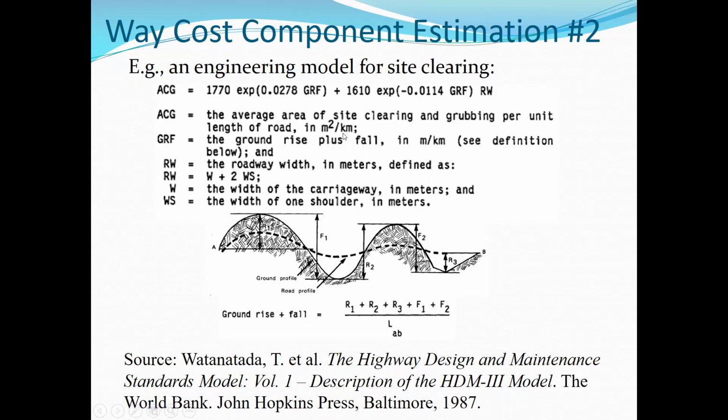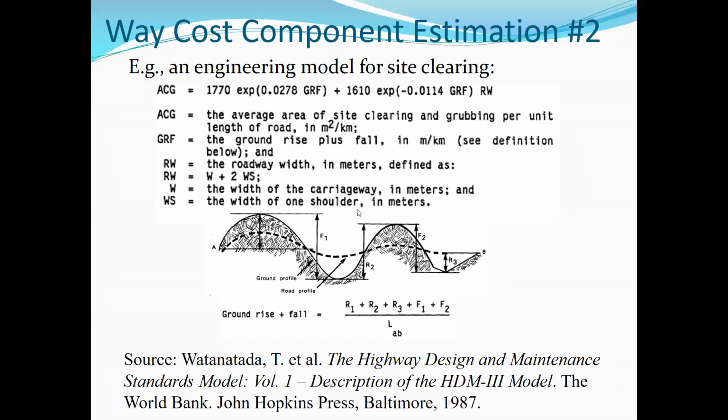So ACG is the average area of the site clearing and grubbing per unit length of road in meters squared per kilometer. And then GRF is the ground rise plus fall in meters per kilometer. And then you could see this is sort of what the terrain looks like. The broken line here represents the road profile and the actual ground profile. And then RW is the roadway width, W plus the shoulder width. So this is sort of the right of way width.